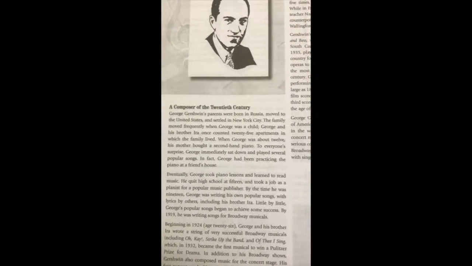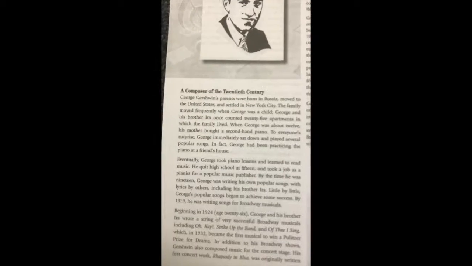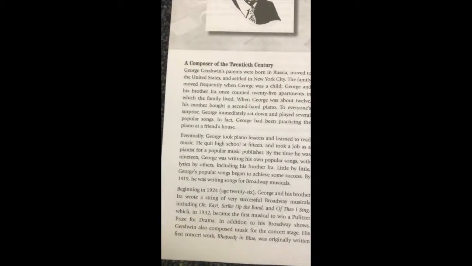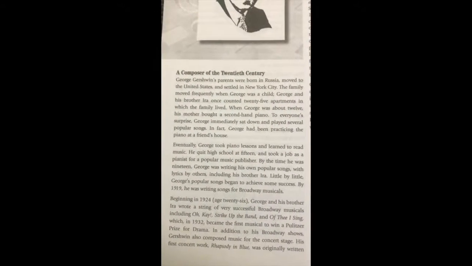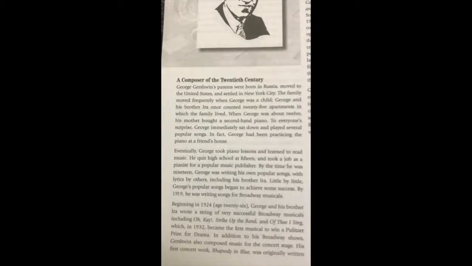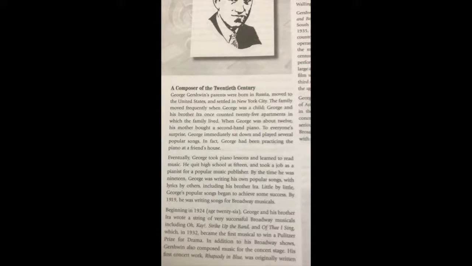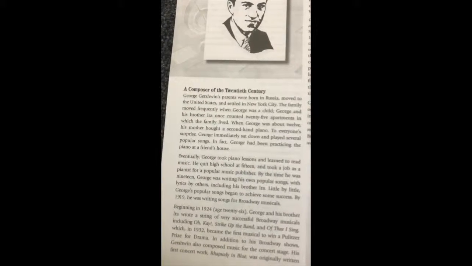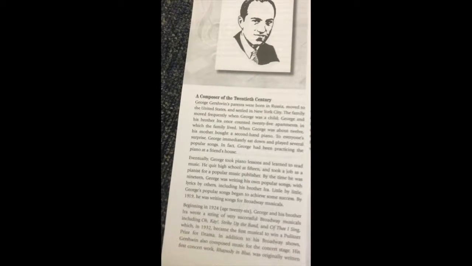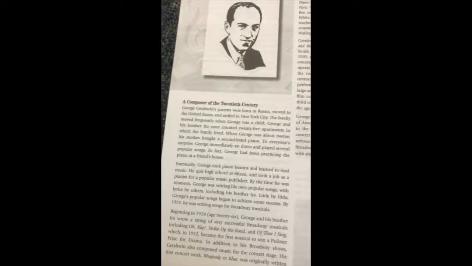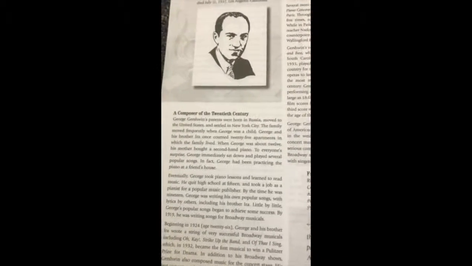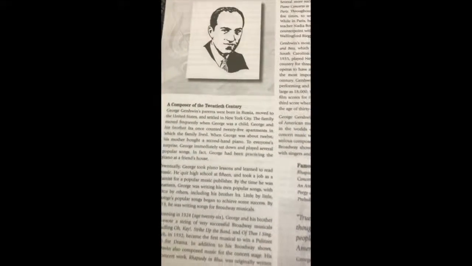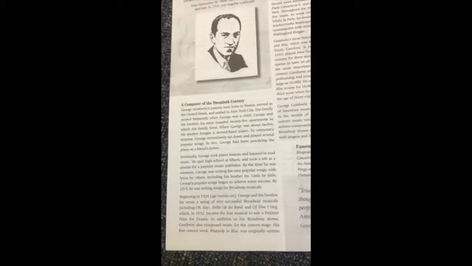So the reason why this is a window text, for example, in this George Gershwin one, George Gershwin's parents were born in Russia, moved to the United States, settled in New York City. The family moved frequently when George was a child. Some of these kids here may have never experienced moving from house to house, let alone from town to town or state to state, even country to country. So that's just one example.